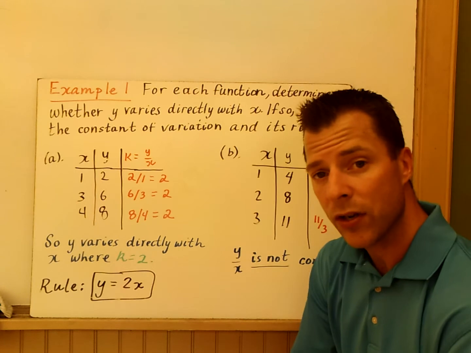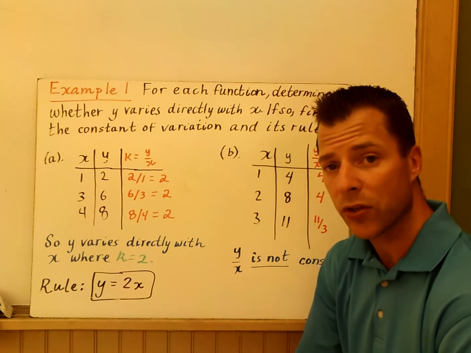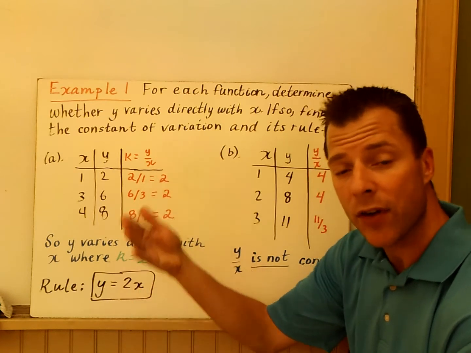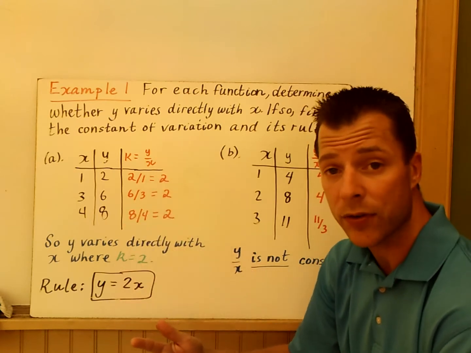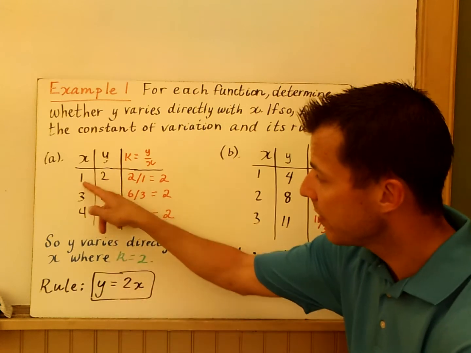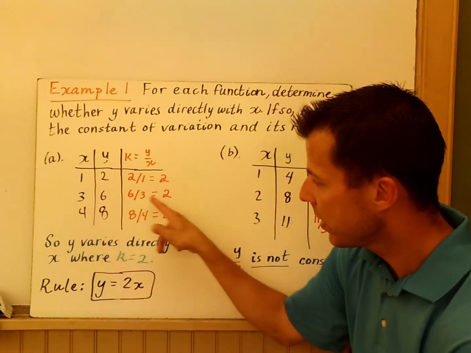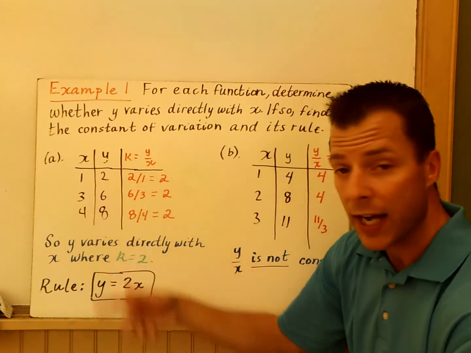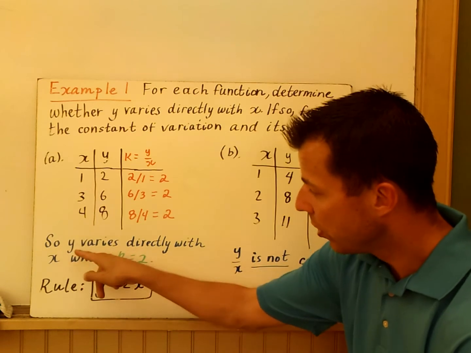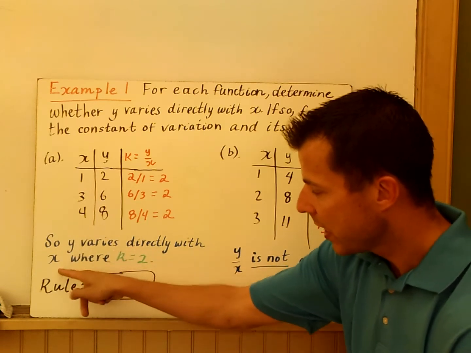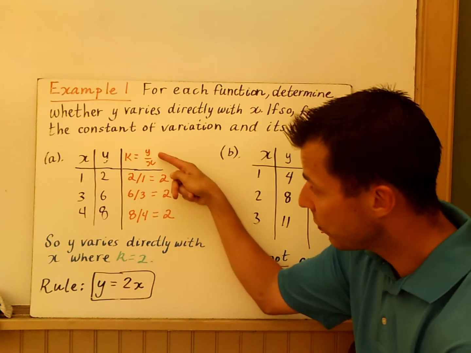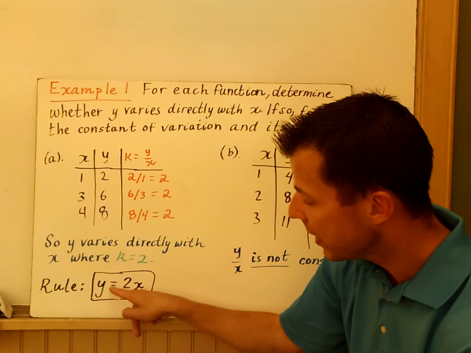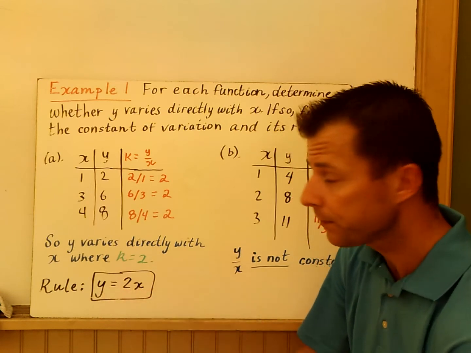Okay, so if I want to know if this is direct variation, I want to look at the ratio. I want to find k. I want to look at that ratio y divided by x. If all those outputs are the same, great, I have direct variation. So let's look. 2 divided by 1 is 2. 6 divided by 3 is 2. 8 divided by 4 is 2. Now for this relation, this function, I have direct variation. So y varies directly with x. And in this case, k is 2. The ratio of y over x was 2 in all cases, so that makes my rule y equals 2x. That's my equation or rule.